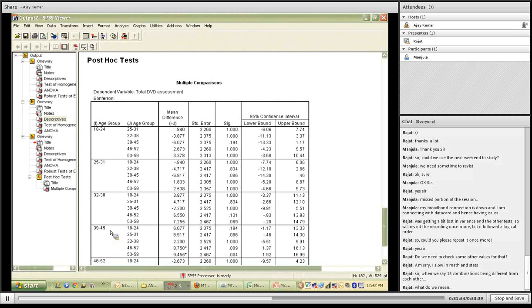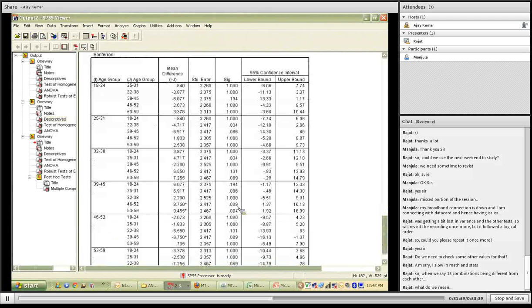Then we come down to 39 to 45, and there you are looking at two groups which are significant. So these two are less than 0.05. Someone who is of age group 39 to 45 is different from someone who is of age group 46 to 52. Now these two are different. These 39 to 45 are also different from someone who is of age group 53 to 59 in their opinion about the prototypes of the DVD score which were given to them.